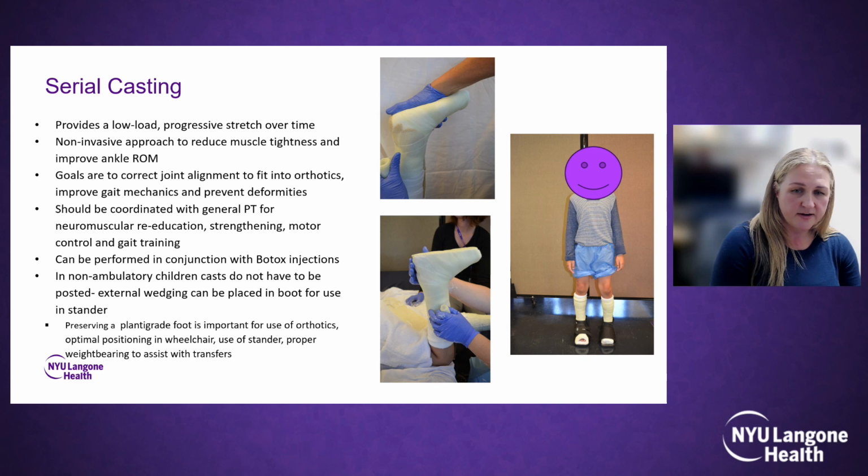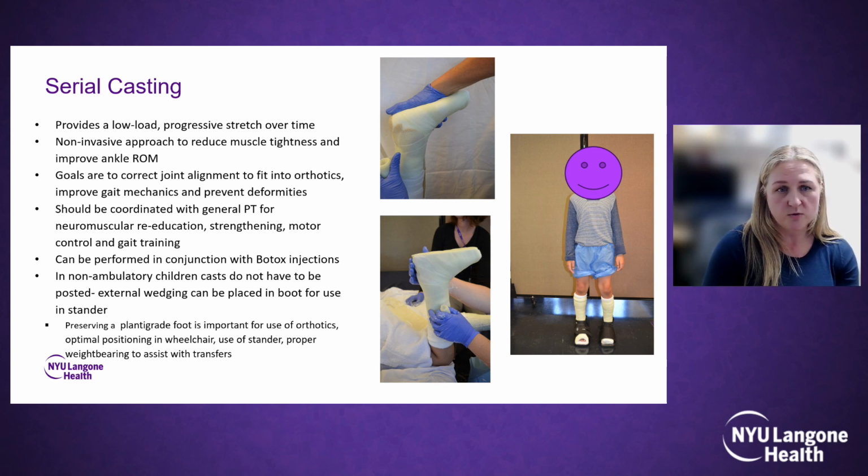When I do my evaluation, I can usually gauge whether Botox is needed, if it's really super stiff and just not going anywhere, or if we can trial it without Botox to see what kind of progress we can make. And this also works for non-ambulatory children. You don't have to post them for ambulation. You can just use wedging in a boot for when they're in their stander.